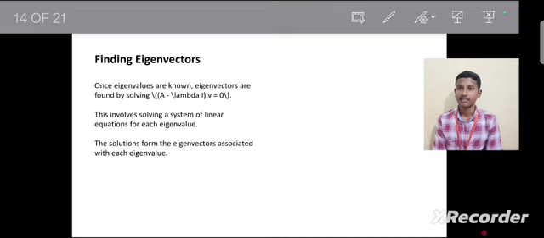Finding eigenvectors. Once eigenvalues are known, eigenvectors are found by solving A minus lambda I times V is equal to 0. This involves solving a system of linear equations for each eigenvalue. The solutions form the eigenvectors associated with each eigenvalue.